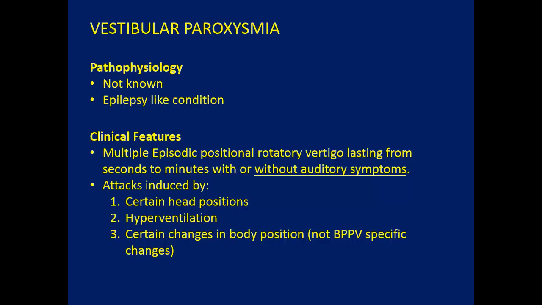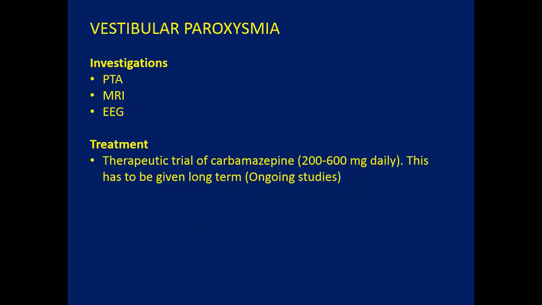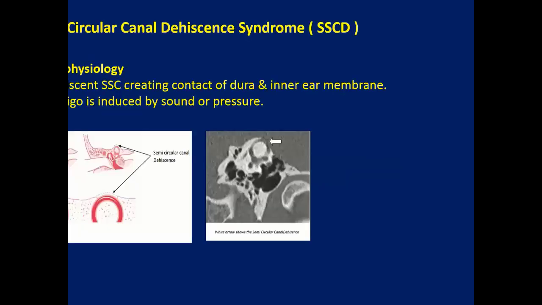So what do we do? A therapeutic trial of carbamazepine. This has to be given long term because this trial was started recently. So all the patients are still on carbamazepine because we don't know whether we can stop this. Next, semicircular canal dehiscence.